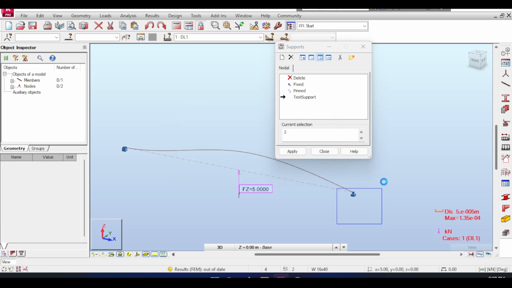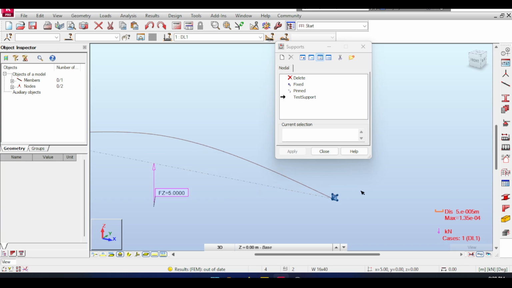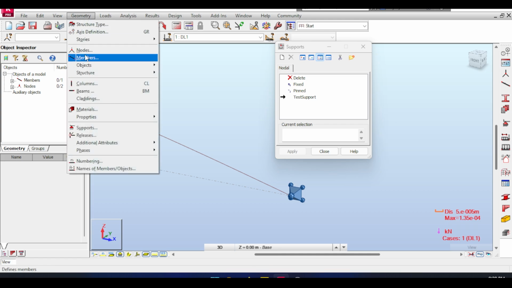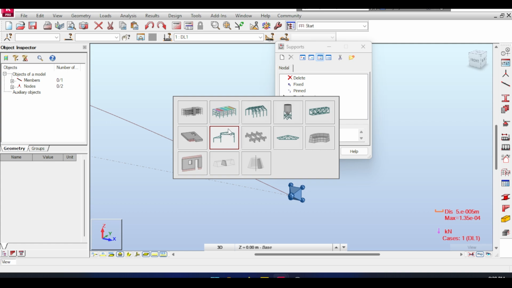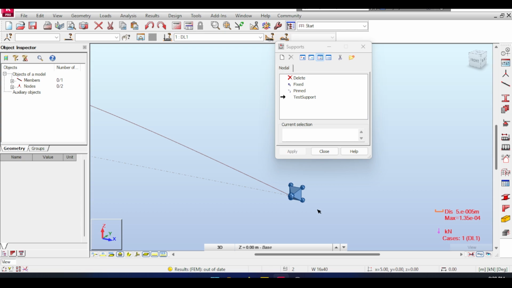And despite the fact that it's fully free, you still see a support because it's a trick Robot uses when you apply a 2D system. Meaning, if you go to geometry and open a structure type here, we use the 2D structure. In reality, Robot is not using a 2D structure. It's actually using a 3D structure and behind the scenes playing with all those definitions without you even realizing. So that's the reason why I see this strange thing.